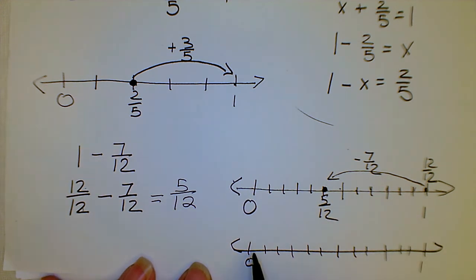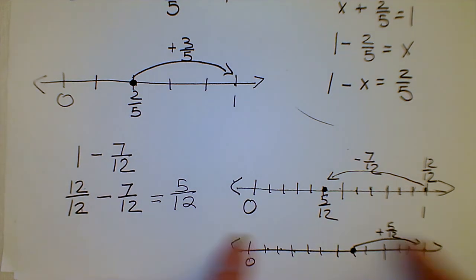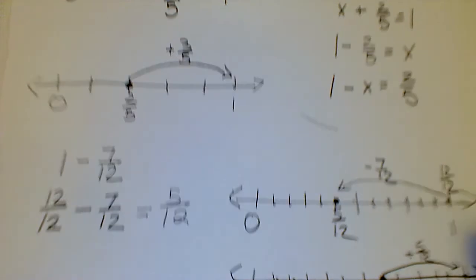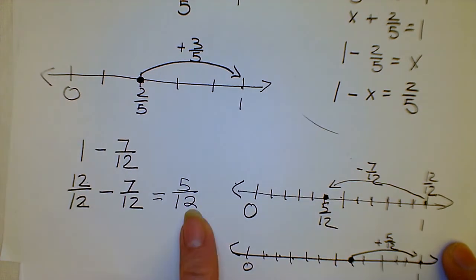The other option would be to start at 7/12, 1, 2, 3, 4, 5, 6, 7, and then to see how many more 12ths to get to 1. 1, 2, 3, 4, 5. Okay, so if doing it this way is going to confuse you, then don't. And in fact, just to make sure that we don't get super confused, you could have just stopped here. You could have just done the subtraction.